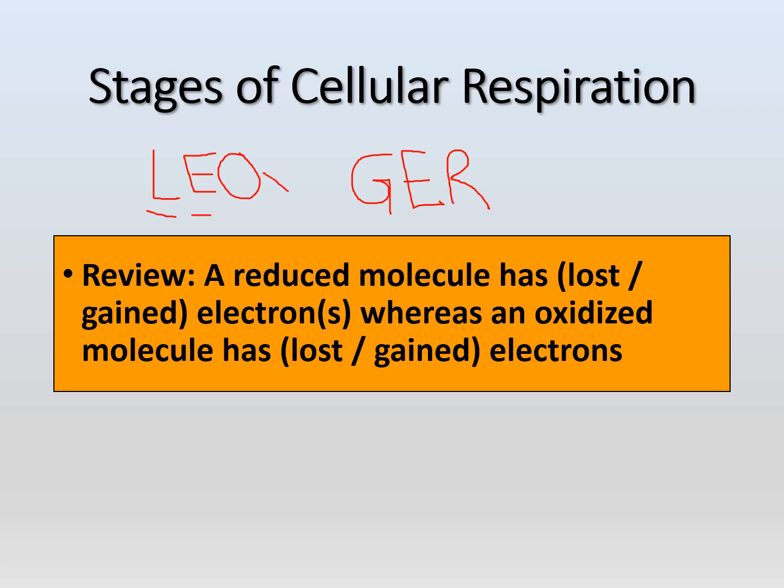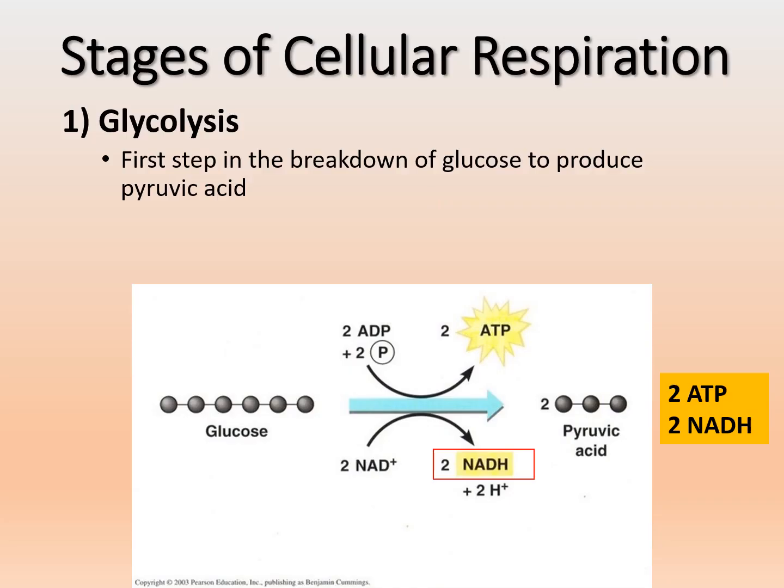Okay, so that's a saying to keep in mind when you're talking about redox reactions, because when you lose electrons, you become oxidized. When you gain electrons, you become reduced. Okay? So a reduced molecule has gained electrons, whereas an oxidized molecule has lost electrons. So Leo says GER. Just keep that in mind, and that'll help you out, okay?